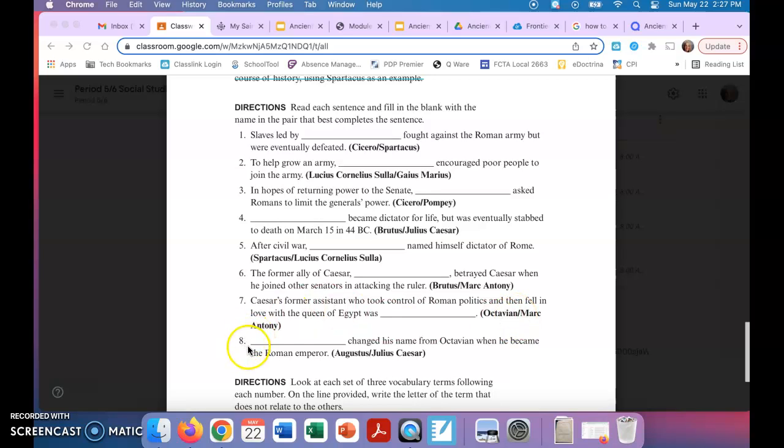And then number 8, blank changed his name from Octavian when he became the ruler of the Roman Empire. Let me read that again. Blank changed his name from Octavian when he became the Roman emperor. Was that Augustus or Julius Caesar? So Octavian changed his name to what?